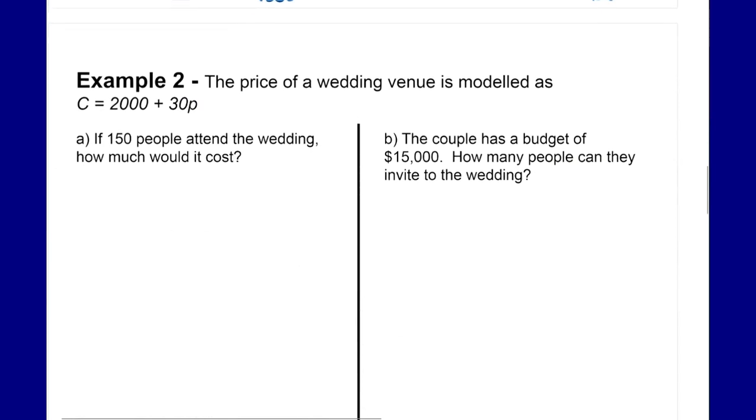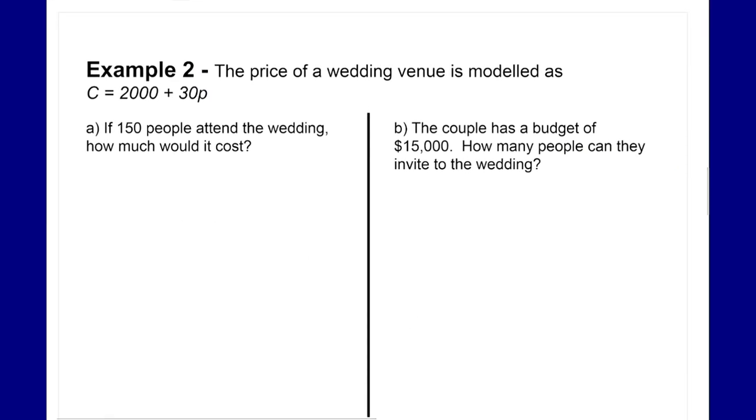Let's take a look at the next one. The price of a wedding venue is modeled as C equals 2000 plus 30p. So not too much here. We do have numbers because we do have an equation. There's not much else given to us. C equals 2000 plus 30p.